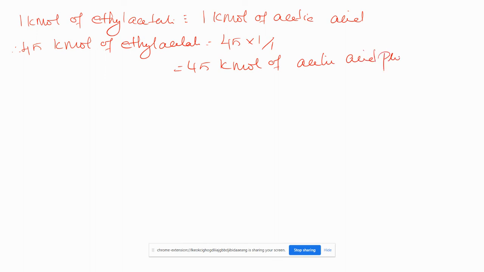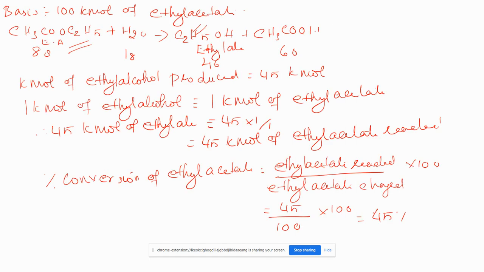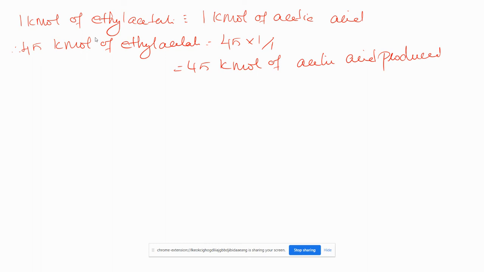So write the relationship and then find the conversion. Usually conversion will always be for the main reactant, for the reactants only, not for the product. If it is not given specifically, as I told, we have to write it either for the limiting reactant or for the main reactant. Here the main reactant is ethyl acetate. So we have written that, and afterwards we wrote the relationship and found this.